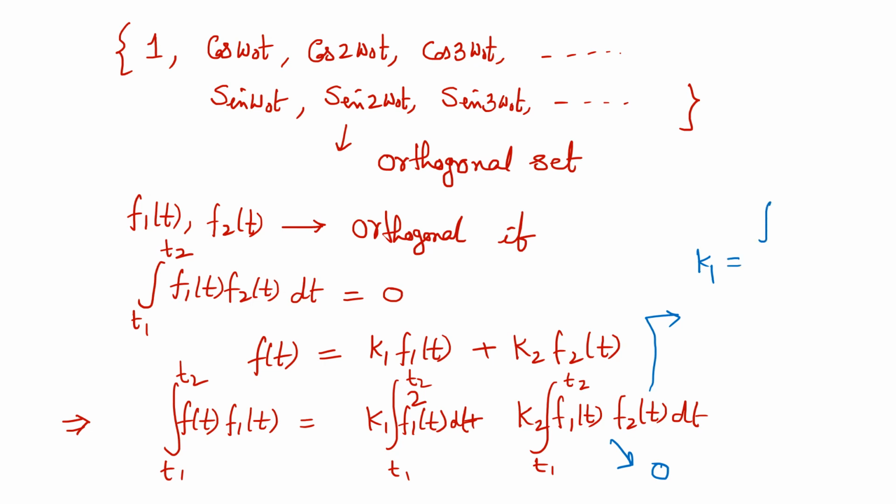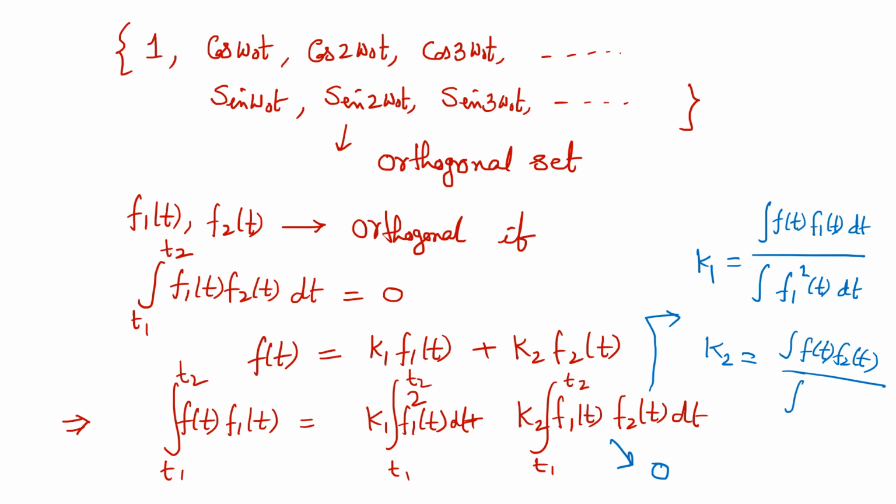K1 is the integral of f(t) times f1(t) dt over this time interval, divided by the integral of f1 square t dt. Similarly, you can find K2. K2 will be the integral of f(t) multiplied with f2(t), because that is the corresponding signal, divided by the integral of f2 square t dt. So this is a useful concept.